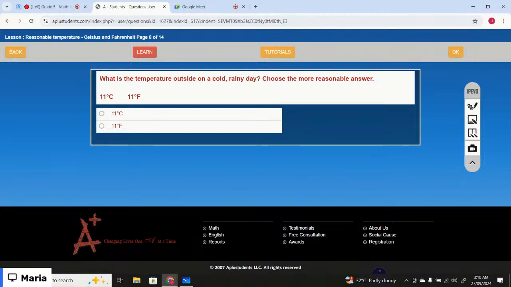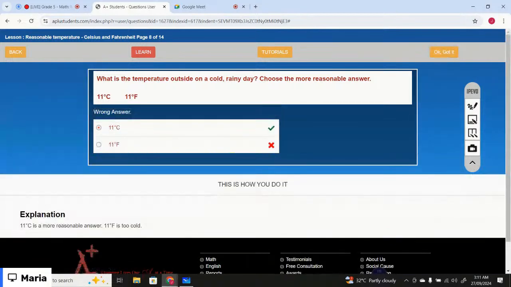What is the temperature outside on a cold, rainy day? Choose the more reasonable answer, 11 degrees Celsius or 11 degrees Fahrenheit. When you are comparing Celsius and Fahrenheit, Fahrenheit would be the colder one. So that is 11 degrees F, and 11 degrees C means that is the hotter one. So for this one, that is 11 degrees Fahrenheit. That's a cold day, so that must be 11 degrees Fahrenheit.